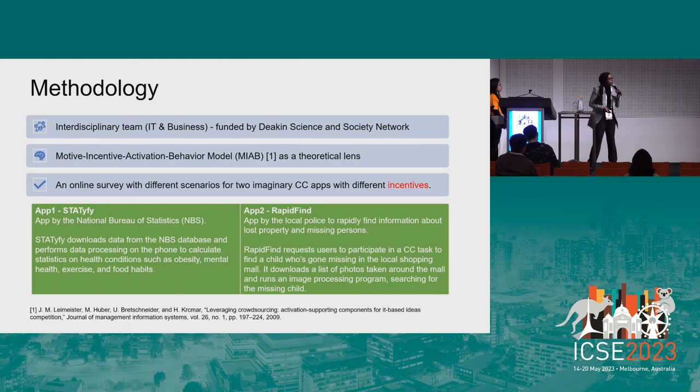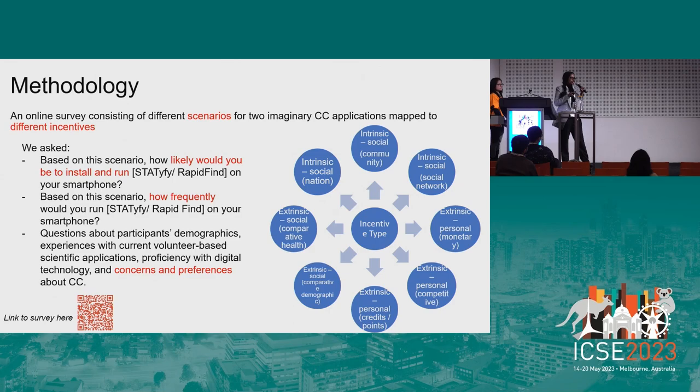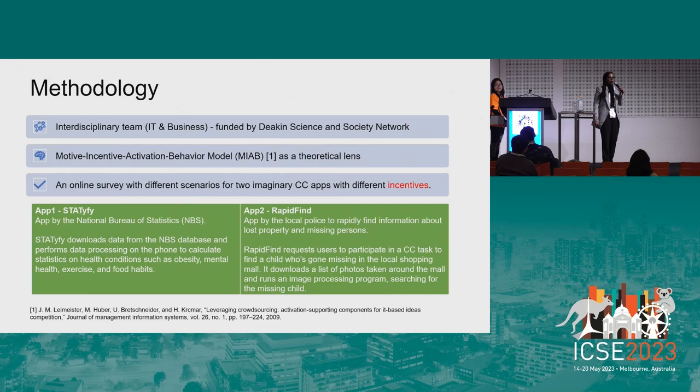So we formed an interdisciplinary team from researchers from IT and business. We used a model called Maya from crowdsourcing, and we used that as a theoretical lens. So from that, we created a scenario-based online survey. In this survey, we had two imaginary crowd computing apps. It had to be imaginary or mock-up apps because we don't have crowd computing apps in use at the moment. So those apps had 5 to 6 different scenarios.